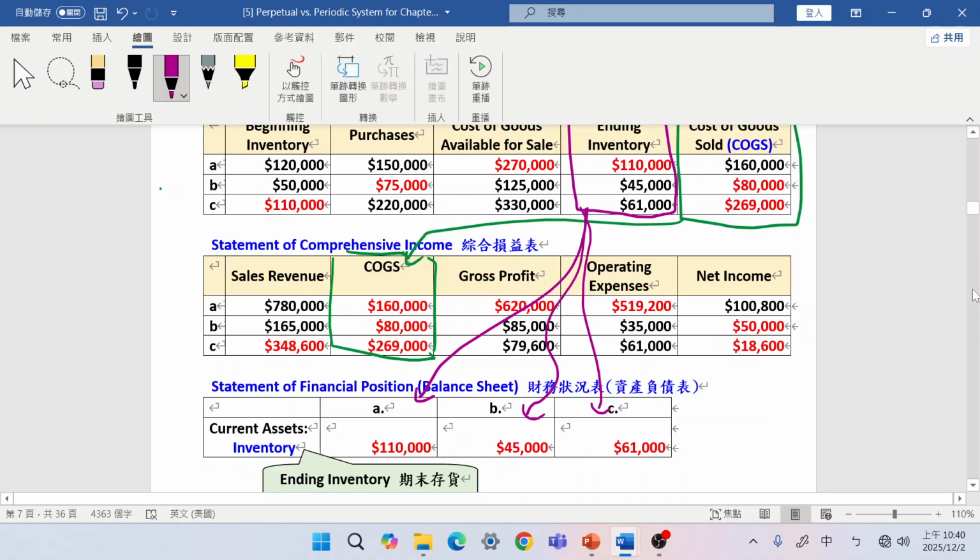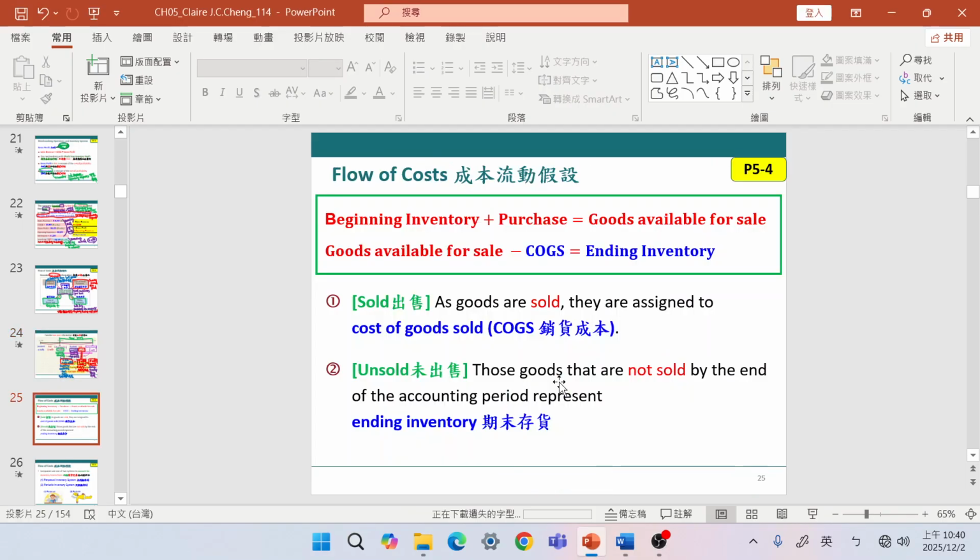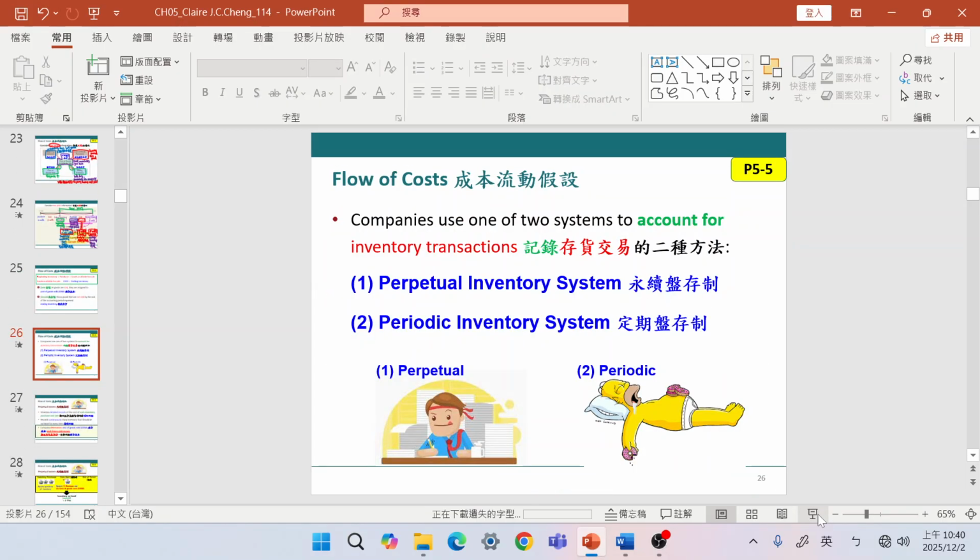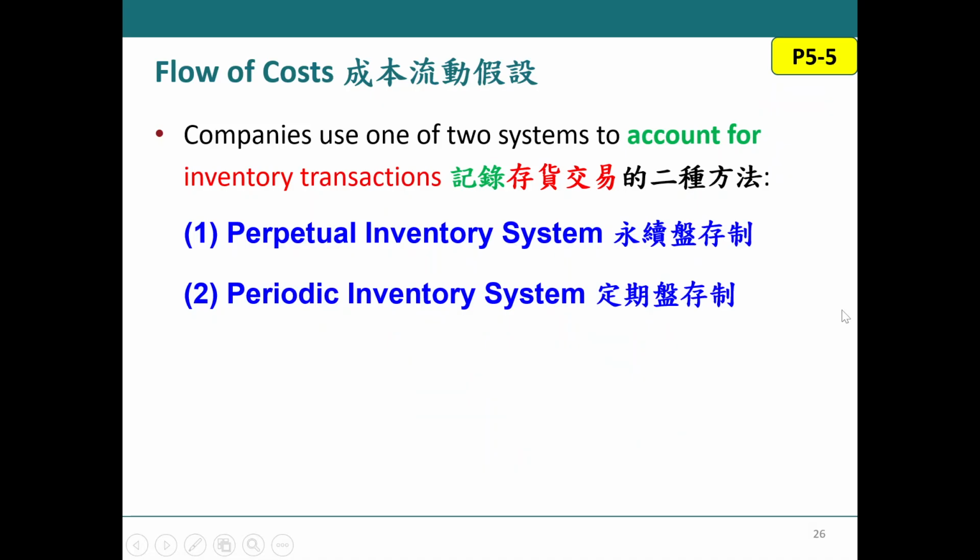So if you haven't done yet, you can practice it later. We have to continue with the new contents. After the concepts, the structure here you have. Right now, we want to record the transactions. So how to record the transactions? Please go to slide page 26, your textbook 5-5. So here I want to talk about how to record the transactions.